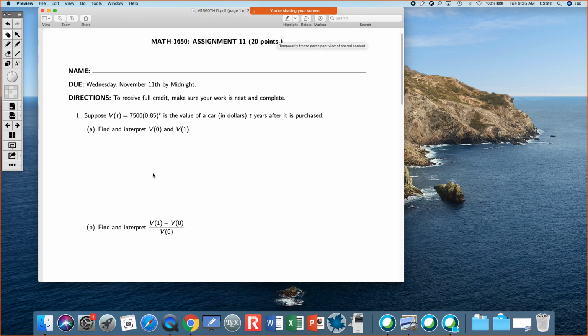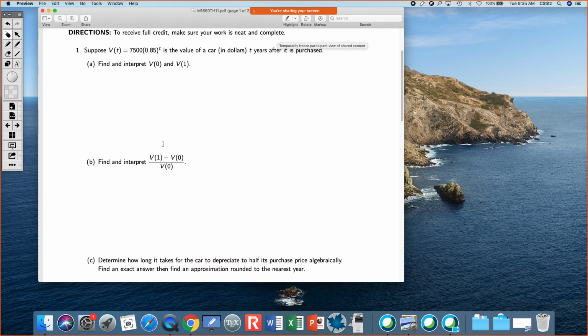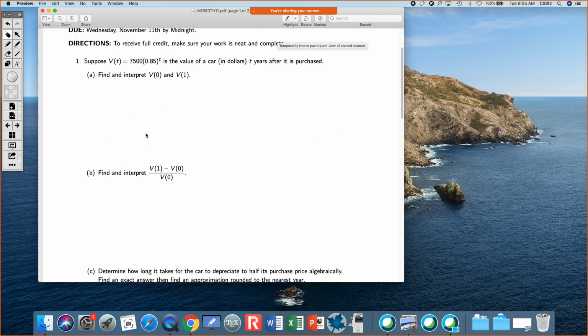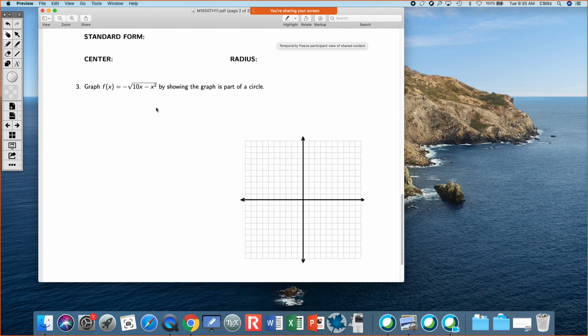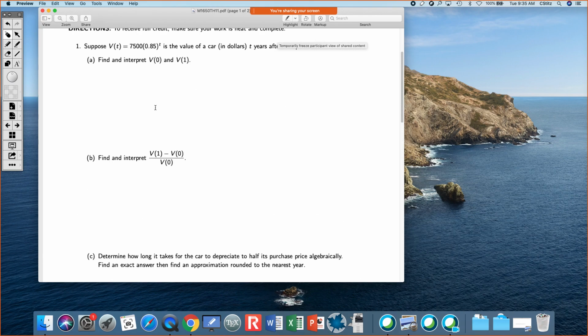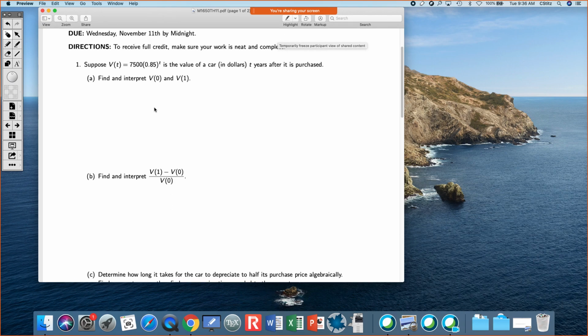Assignment 11. This is a callback to the very first thing we did in section 6.1. So now that you've had more time to work with these functions, so this actually goes back, if you look at the lecture, it goes back to section 6.1. We talked about this. And then here's the concept of half-life. So here's half-life in a depreciation scenario. And then number 2 and 3, that's the kind of nonsense we're going to be working on Thursday. So if you've already finished Take Home 10, then you can start working on Take Home 11 here. Okay?